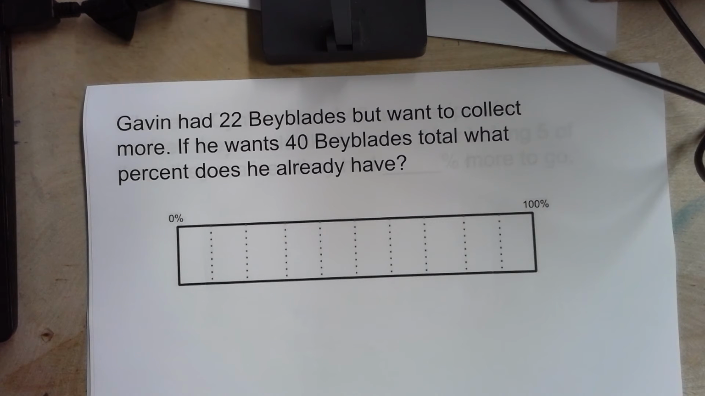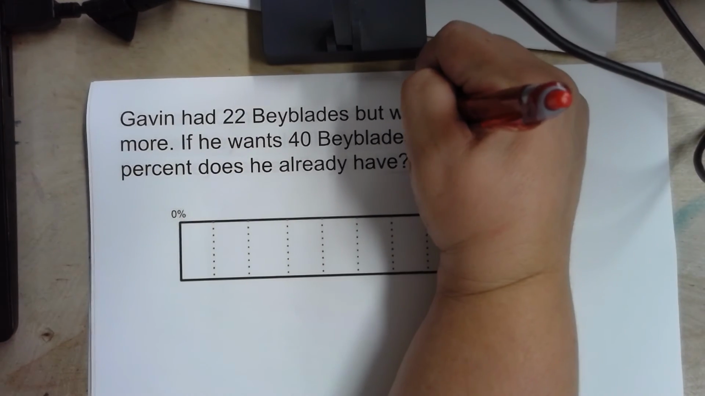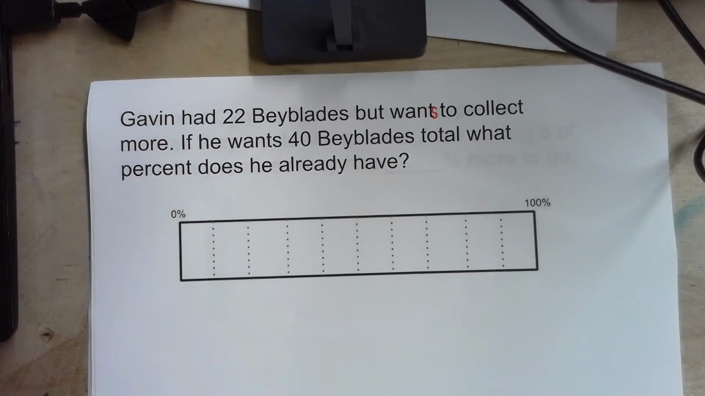Gavin had 22 Beyblades, but once, there should be an S there. See, that's what happens whenever you sit down to watch TV at night and you try to type your questions at the same time. Gavin had 22 Beyblades, but wants to collect more. If he wants 40 Beyblades total, what percent does he already have?